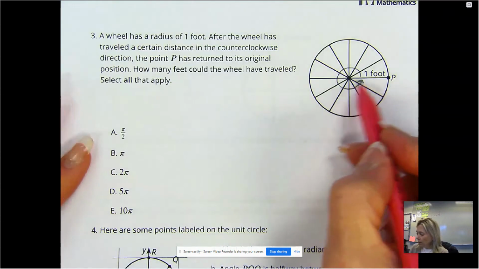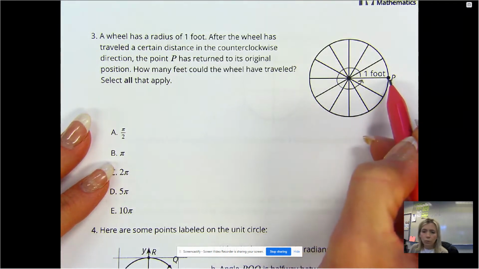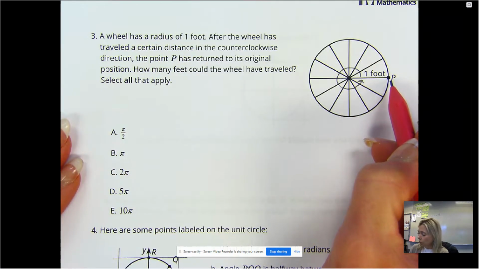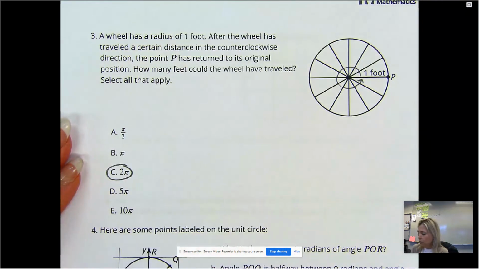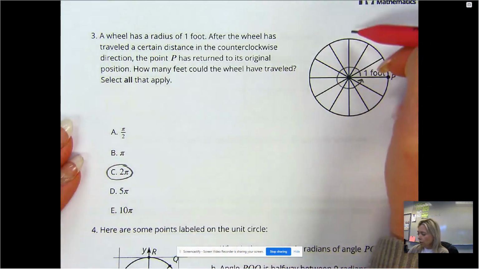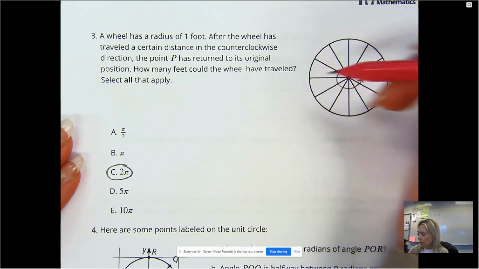Well, if the radius is 1 foot, then going in 1 full rotation, the wheel would have traveled the circumference of the circle, which is 2 pi. So I know 2 pi is a possible answer. Pi over 2 is not. It would have ended here. Pi is not an answer. It would have ended here.